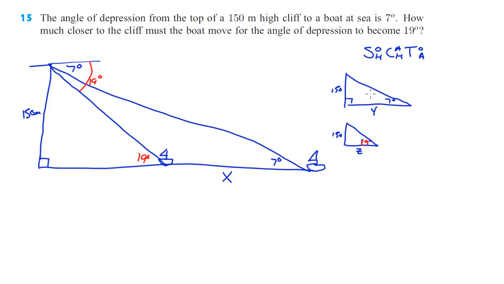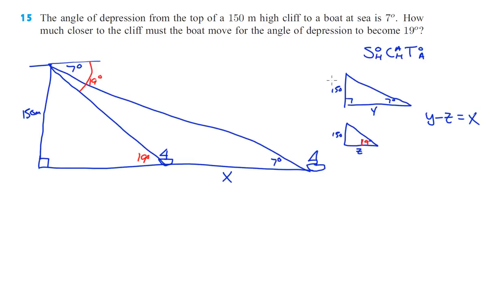So if we take Y, the whole thing, and subtract Z, this part, that will give us the X that we're looking for. So let's find Y, and we'll find Z, and then we'll subtract those two to get X. Let's start with the Y.